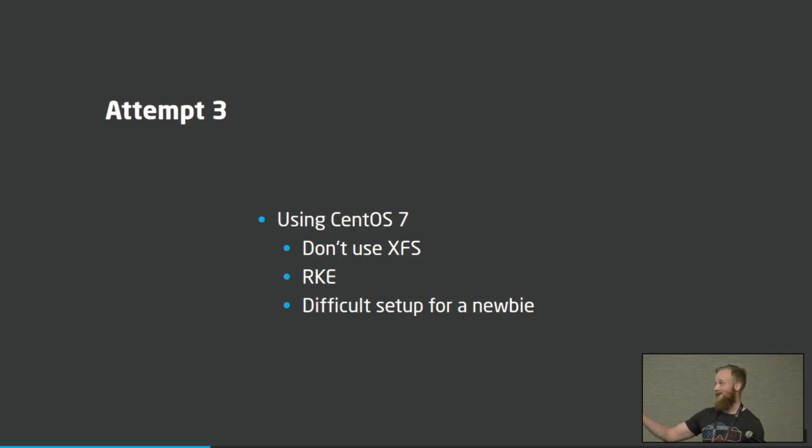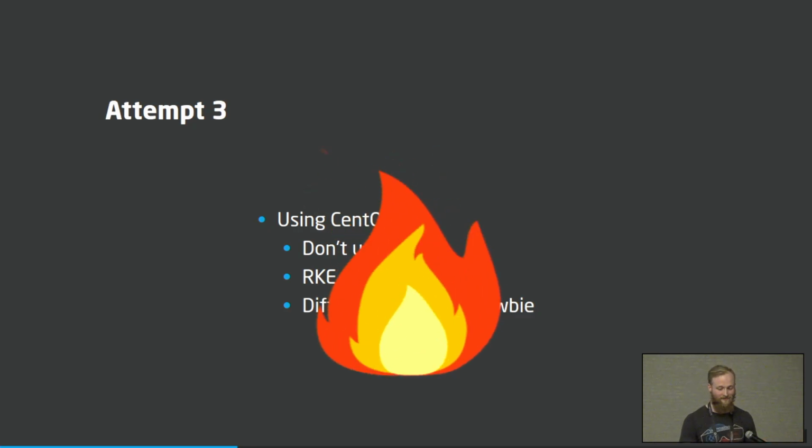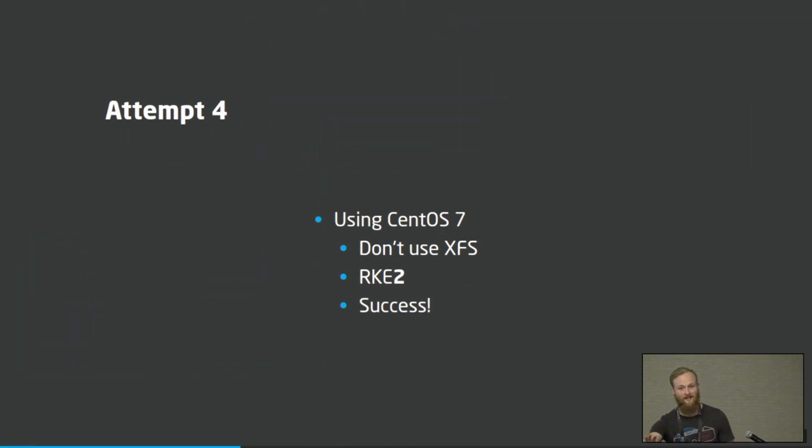What I found out is don't use XFS, because the default installer will set FS mode equal to 1 or 0 or whatever, and it needs to be the other one. So that's really annoying. I also tried to use RKE, so that's Rancher Kubernetes Engine, and that's a little bit more difficult to set up for a newbie, and I was like, oh man, I just sort of rage deleted that one, which got me into attempt number 4, our last attempt, right? So you can see this progression of growth, still trying to get to my motivations and reach my goals here.